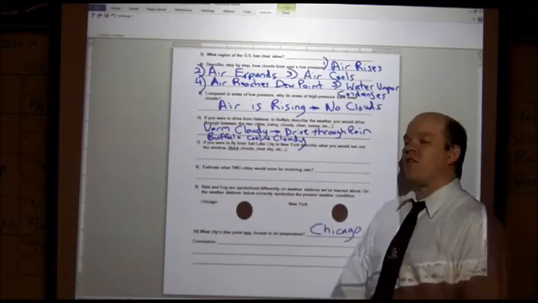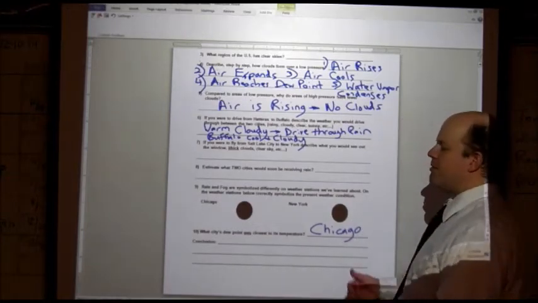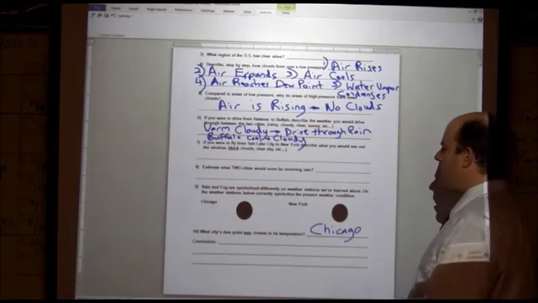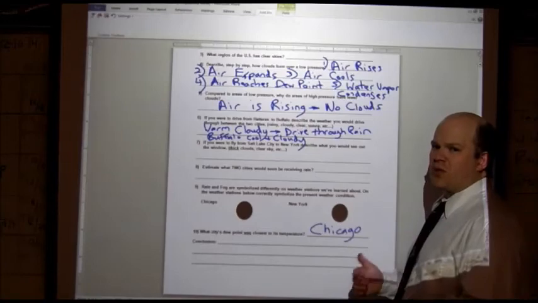And typically if you look for where the temperature and the dew point are the same, it would be Chicago. So, or I should say it would be the areas with fog. Conclusion. The purpose was to describe where the rain falls with relation to the air masses.